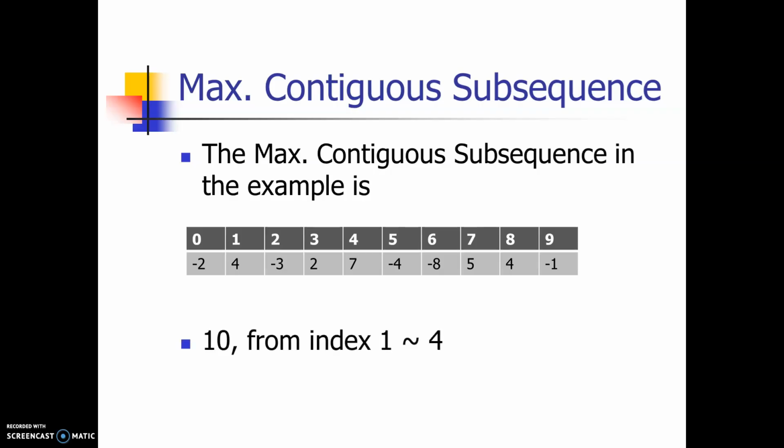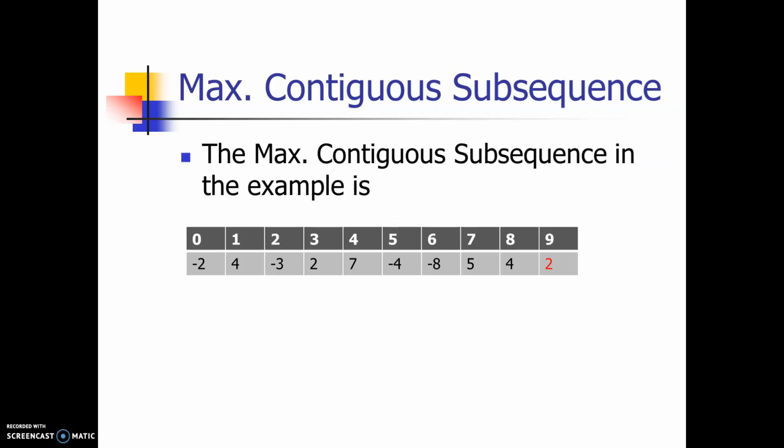Assuming you already found it, the maximum sum that you can find in this example starts from index 1 and goes to the end at index 4, and the maximum sum is 10. So that is what we will be able to see in this example.